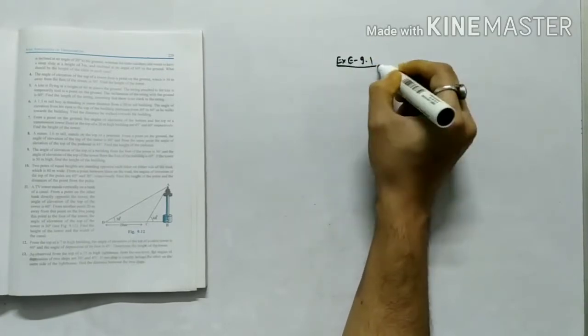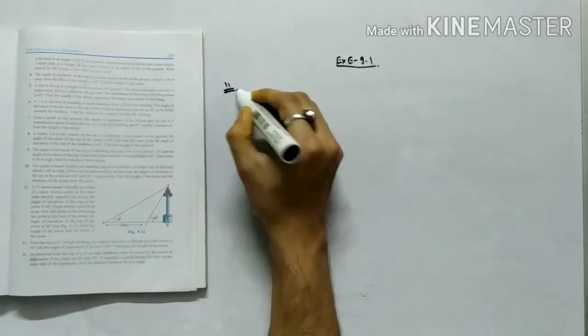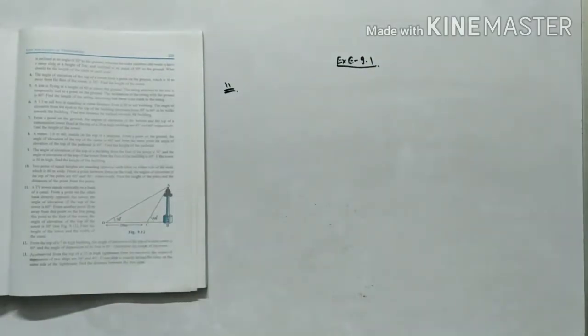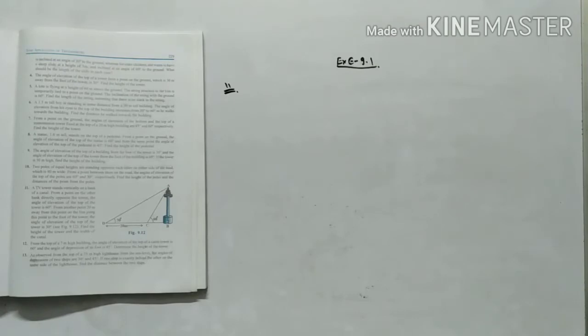Exercise 9.1, question number 11. A TV tower stands vertically on a bank of a canal. From a point on the other bank directly opposite to the tower, the angle of elevation of the top of the tower is 60 degree. From another point 20 meter away from this point on the line joining this point to the foot of the tower, the angle of elevation of the top of the tower is 30 degree. Find the height of the tower and the width of the canal.